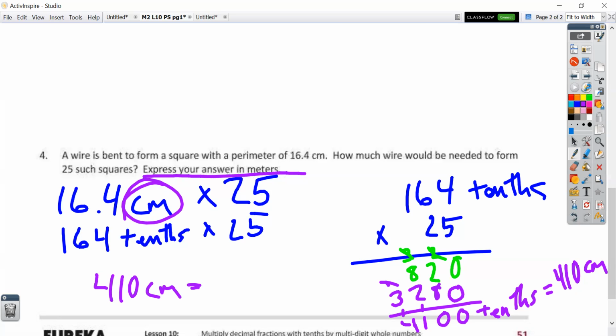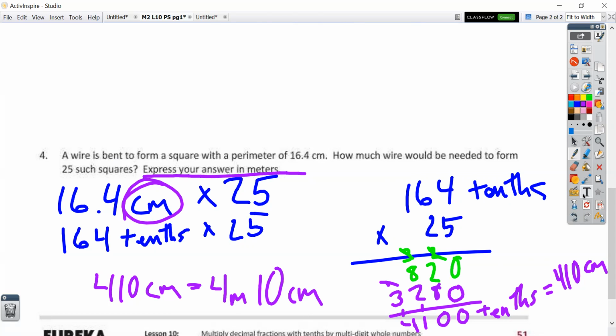Think about how many centimeters are in a meter. One of the tricks I use for this, how many cents are in a dollar? Well, cents in a dollar is 100, so centimeter, there's 100 centimeters in a meter. It's just one little trick that I worked. If it works for you, great. But 100 centimeters in every meter. So, well, there's 4 hundreds in this, so that means there's 4 meters, and the rest is going to be centimeters. So it's 4 meters and 10 centimeters.